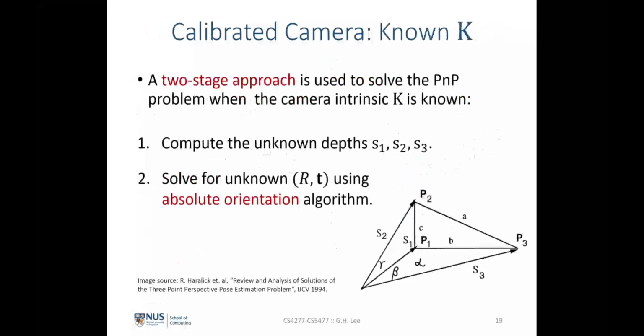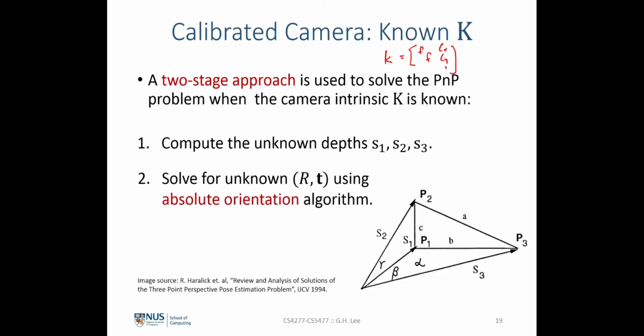So after looking at the camera pose estimation algorithm for an uncalibrated camera where the intrinsics of the camera are unknown, let's move on to look at the calibrated case where the camera intrinsics K is known. Since K is made up of the focal length as well as the principal points, this simply means that the focal length and the principal points are known in this particular case.